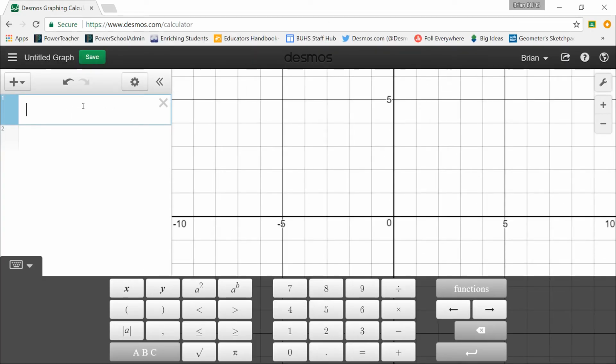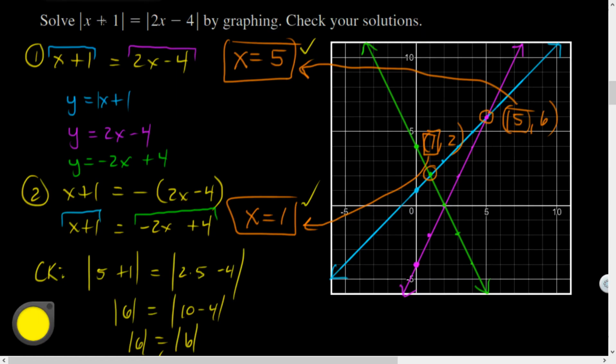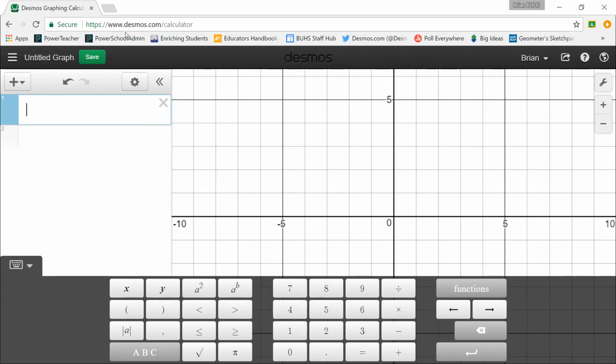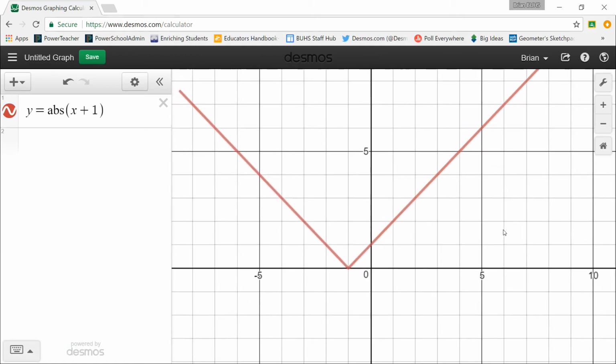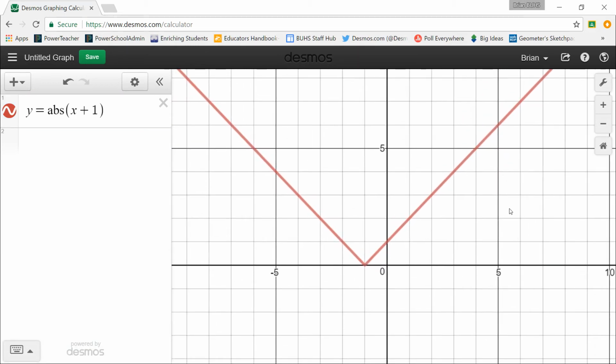So I'm going to write these as 2 equations. Let's write y equals absolute value of x plus 1. I don't know if you guys remember graphing absolute value. Remember it was the V graph? Looks like that. So there's the first graph.